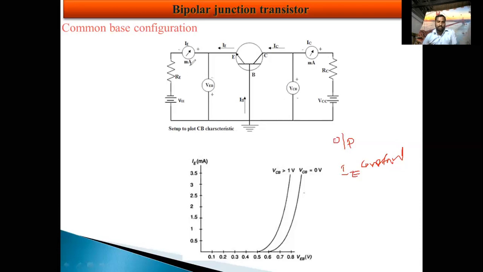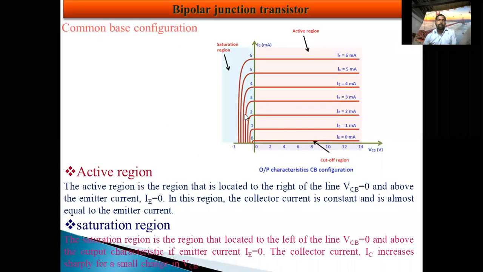The IE value increases, that IE is the emitter current, meaning the emitter current is kept constant at 0, 2 mA, 3 mA, 4 mA, like that. The corresponding VCB value is varied and the corresponding IC value is noted. Using these values, we have to draw the graph. The graph is shown like this figure.